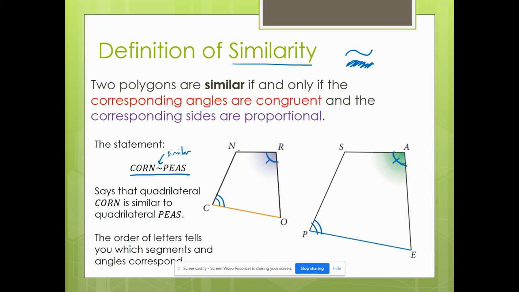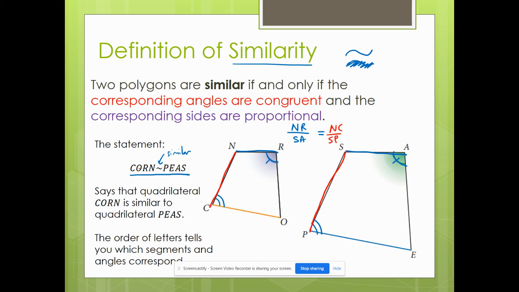The sides, side NR is corresponding to SA, but they're not equal, right? SA is bigger. But if I take a proportion, NR divided by SA, this should be equal to another set of corresponding sides. So if I take NC, that's corresponding to SP. Okay, those ratios would be equal.